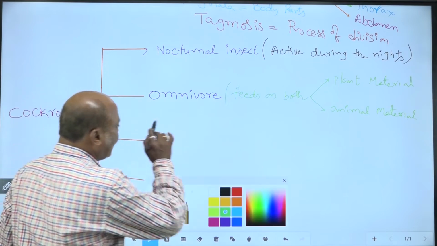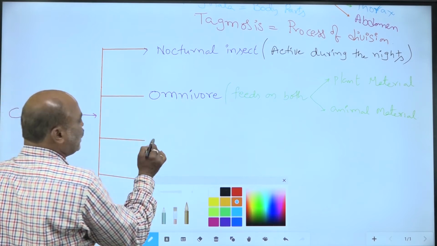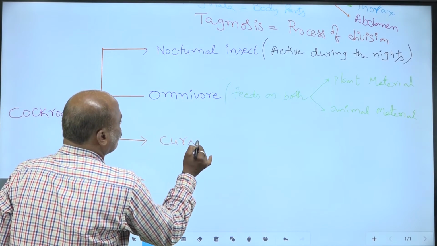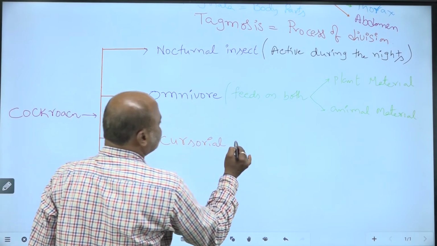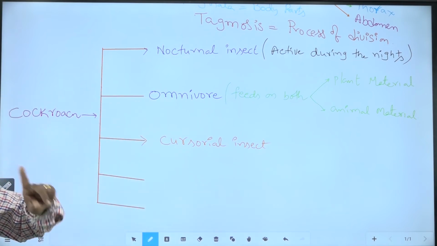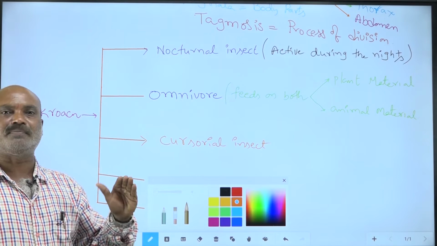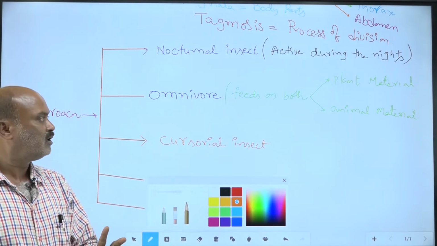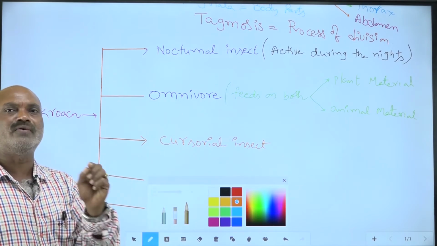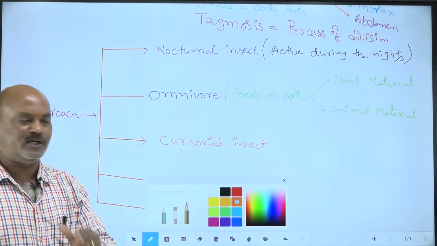Like that, cockroach is a cursorial insect. So what is meant by cursorial insect? In cockroach, two pairs of wings are present on the dorsal side, but it can fly with the help of only one pair of wings. So it can fly over short distances because only one pair of wings helps in flight.